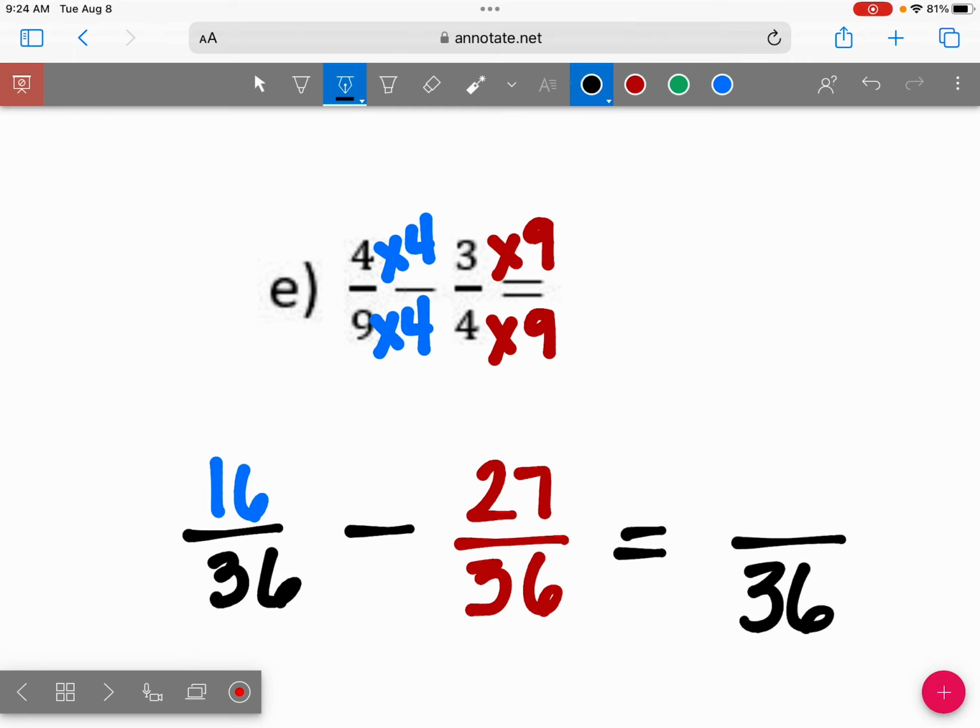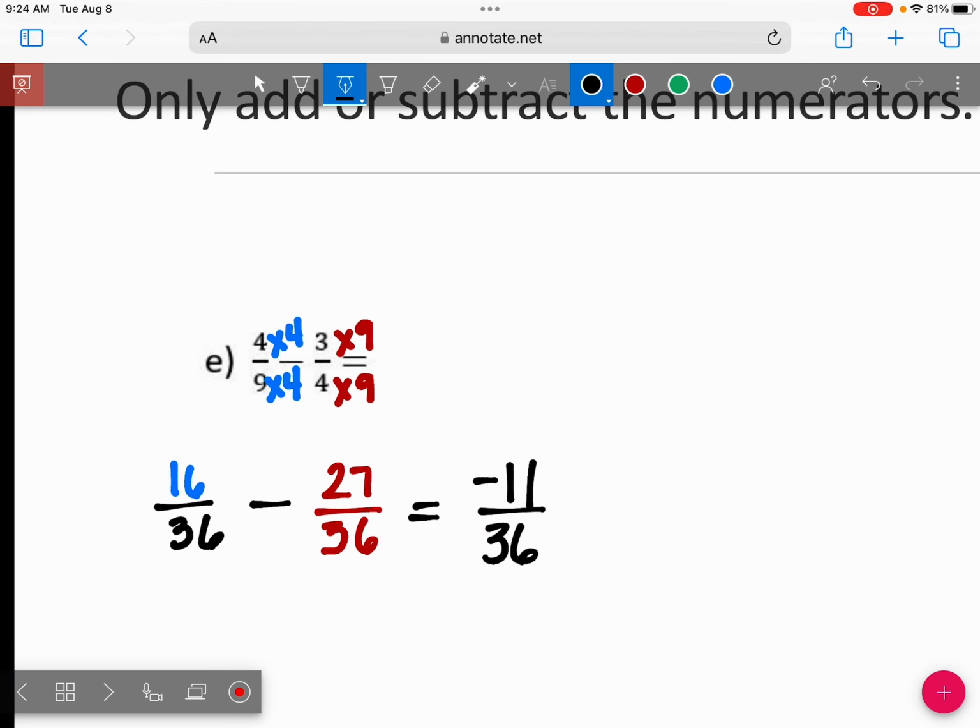So we're going to leave the 36, and then in your calculator, go ahead and type in 16 minus 27. And you should get a negative this time. So 16 minus 27 would be -11, and that would be your final answer. All right, you only need a common denominator to add or subtract. So now let's do the last two operations.